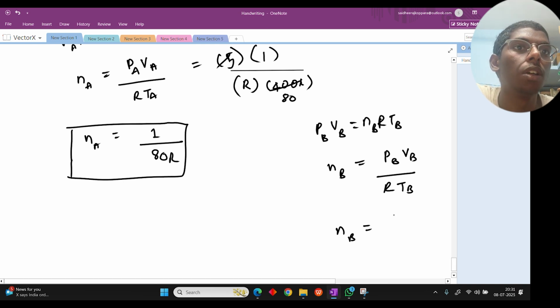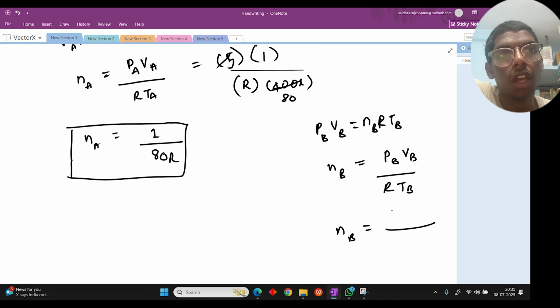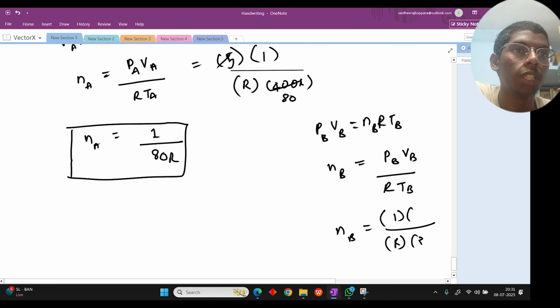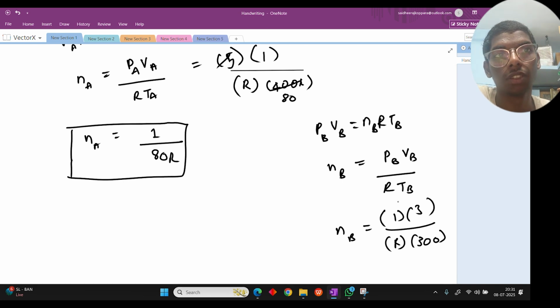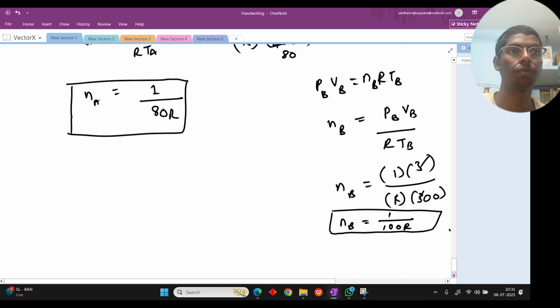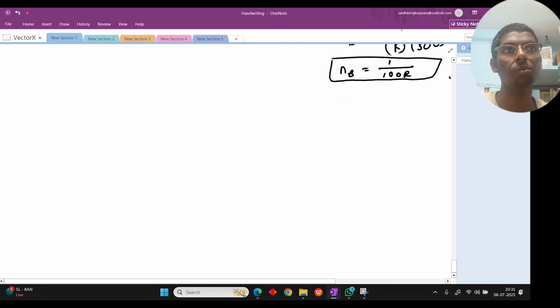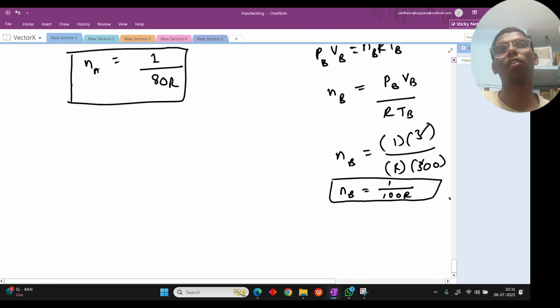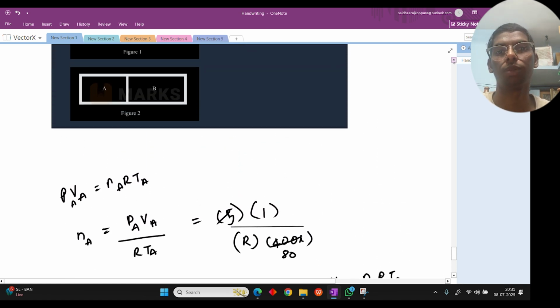What are the values of PB, VB and RTB? They are 1 bar into R into 303. This, I guess, yeah. So the NB value is 1 by 100 times R, right? This is the value of NB. Now initially those are your number of moles of A and number of moles of B, right?